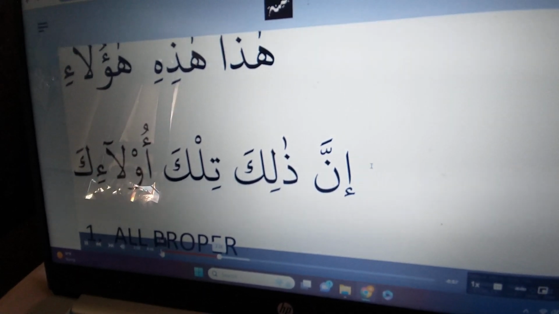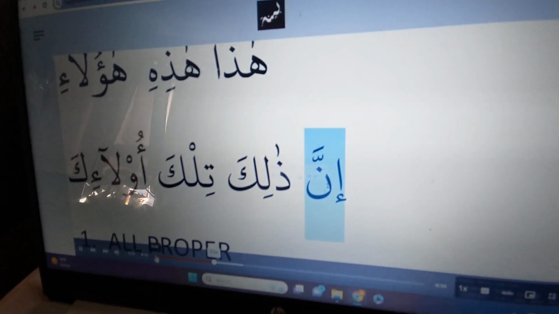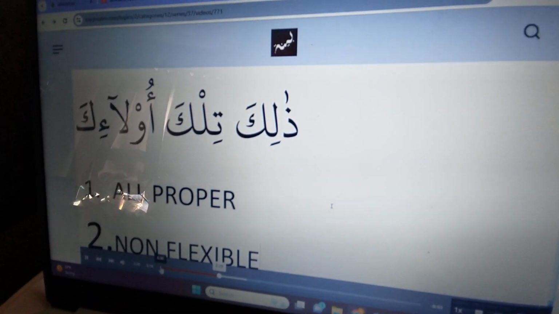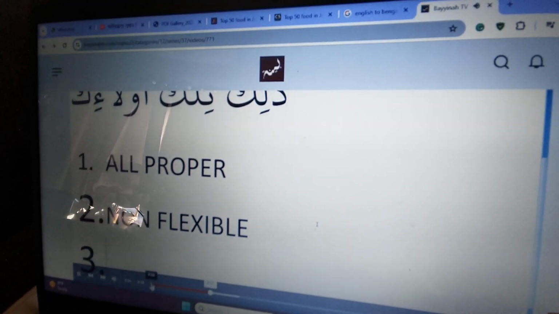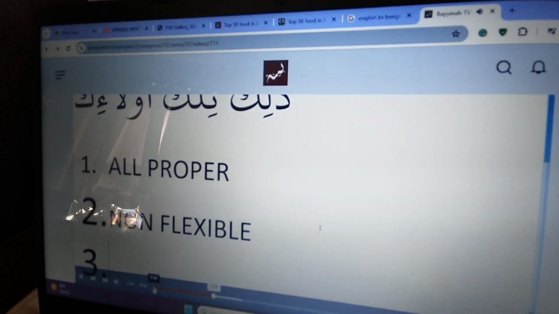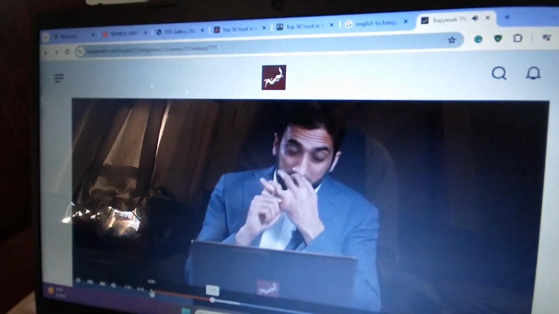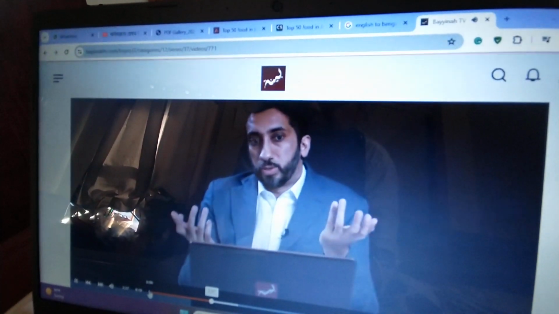But on its own, I don't know what it is. It could be rafa, or it could be nasab, or it could be jar. That's what I mean by non-flexible. It doesn't show its status. It's not able to show you that. You have to decipher that from the context. So the first thing is they're all proper. Second, they don't show you a change in status, rafa, nasab, or jar. They always look the same.